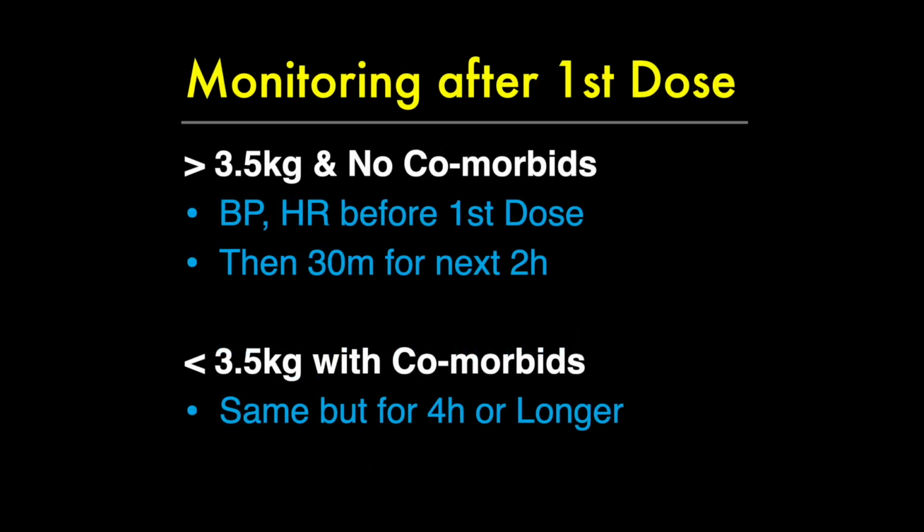On to the monitoring of propranolol. If the baby is more than 3.5 kg and there are no comorbids, you check the blood pressure and heart rate before the first dose, and then keep checking every half hour for the next 2 hours. If the baby is less than 3.5 kg and there are known comorbids, or maybe family history of heart disease, then you check the blood pressure and heart rate continuously for half hours, for 4 hours, or maybe longer if needed.